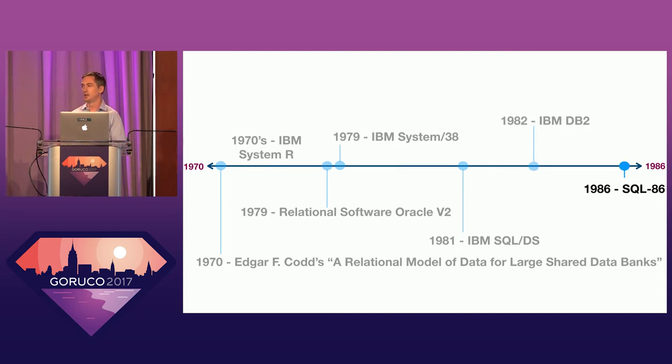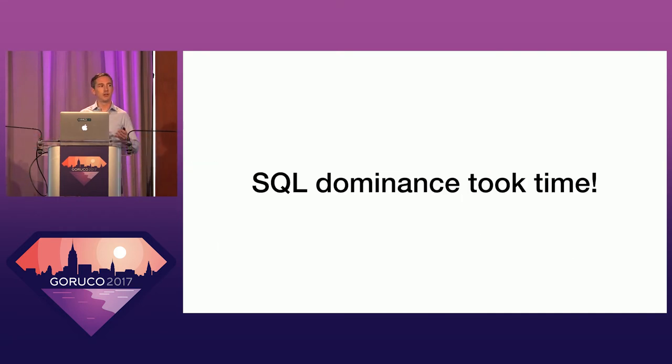So then finally, in 1986, we got the first ANSI standard of SQL, SQL-86, right? The SQL standards are named after the year in which they were blessed. So that's SQL's development over time until it became a standard. But the other thing to note is that SQL dominance took time. It just didn't happen overnight. This was a thing that took decades.